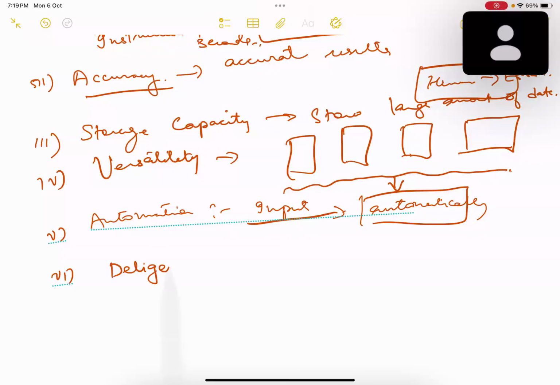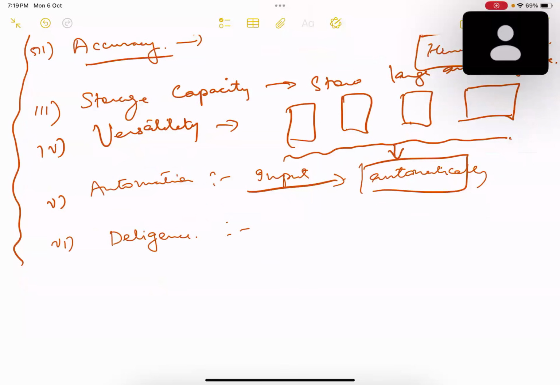Another characteristic is diligence. We are just comparing this computer system with human beings only, you just remember that. So another feature is diligence. Now, human beings tend to get tired. If you study for a long time, we get tired. If you keep on doing something for a long time, we get tired. But a computer does not suffer from those types of problems, because a computer is not a human being.